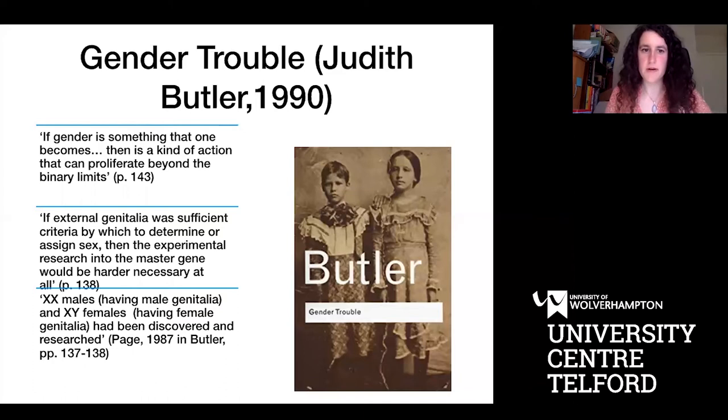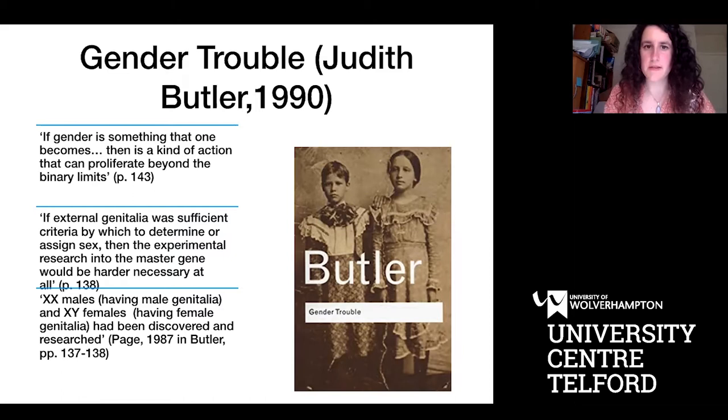So for example, if gender is something that one becomes, then it's a kind of action that can proliferate between the binary limits. And Butler also shows the idea that external genitalia is not a sufficient criterion to determine sex, and not even genetics. So it's a very interesting book. I have to say it's quite a dense reading, so it requires a lot of you, but definitely a very important work to look at for gender studies and gender fluidity as well.